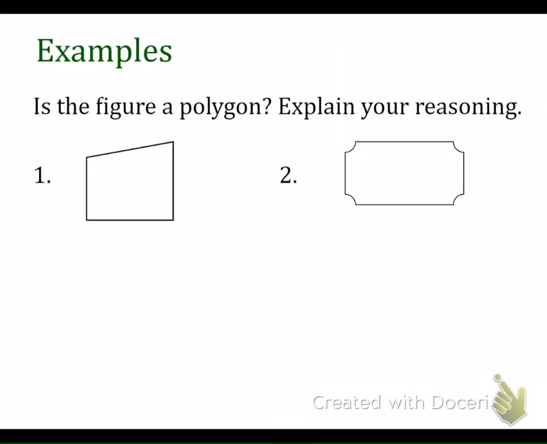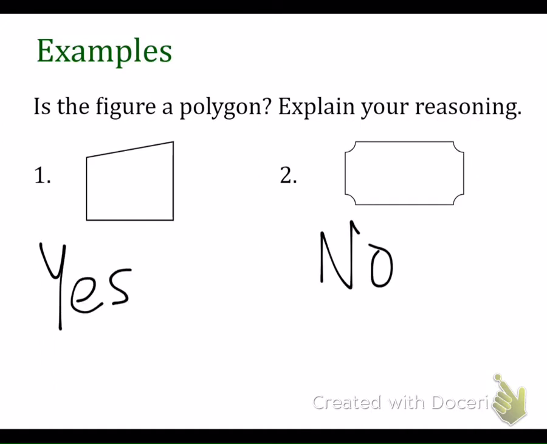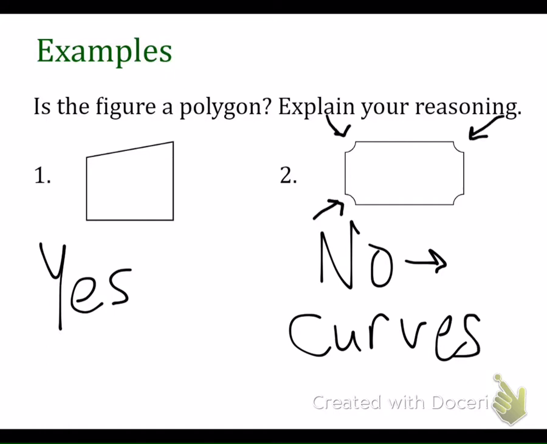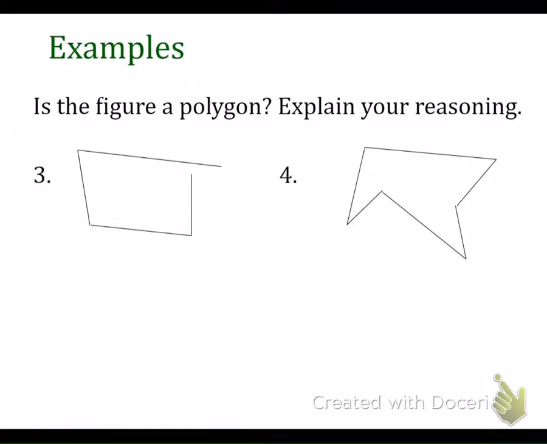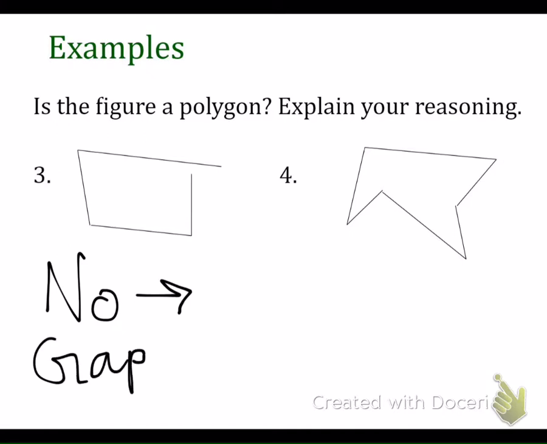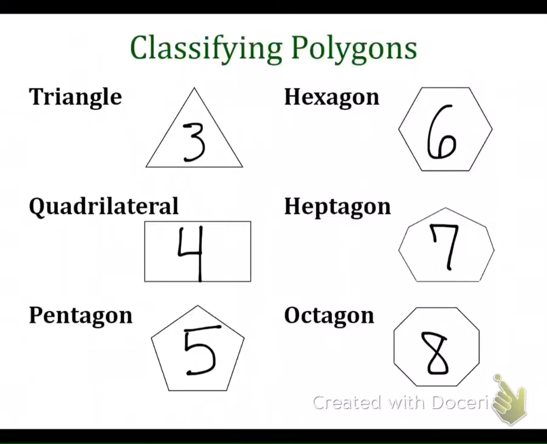Is the figure a polygon? Number 1 is yes. Number 2 is a no, because there are curves on all those corners. Right there, right there, there. Number 3 is a no, because there is a gap. Number 4 is yes. Beyond this, you really don't need to know, okay? I'm going to tell you some other ones, but you do need to know these, okay?